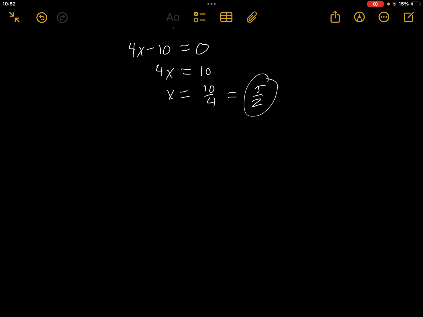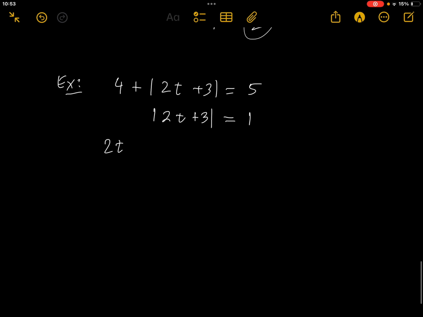What if you had something like 4 plus the absolute value of 2t plus 3 is equal to 5? Well, this is pretty similar to what we did before. The only difference is that you have an absolute value of something, but then you have a plus 4. So there's just one more step compared to the previous examples: you subtract 4 on both sides. So you get the absolute value of 2t plus 3 is 5 minus 4, which is 1. And now you just do the same thing as before. 2t plus 3 is 1, or 2t plus 3 is negative 1.